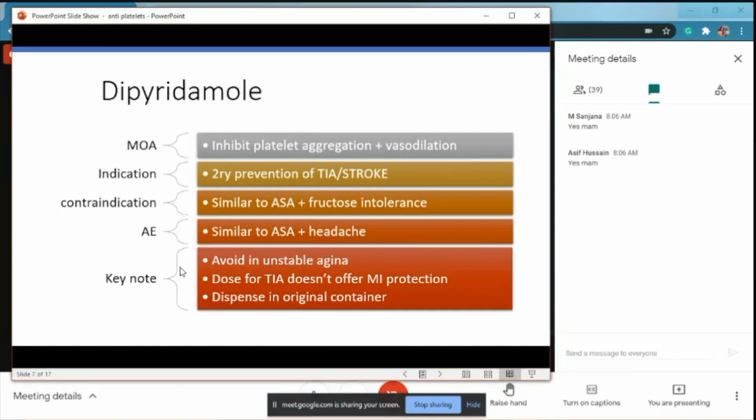And the adverse effects are, again, similar to aspirin. Additionally, it can cause headache. Why? Because it has a vasodilation effect. So headache is due to excessive vasodilation. It can cause headache, and the headache goes away after a few days.